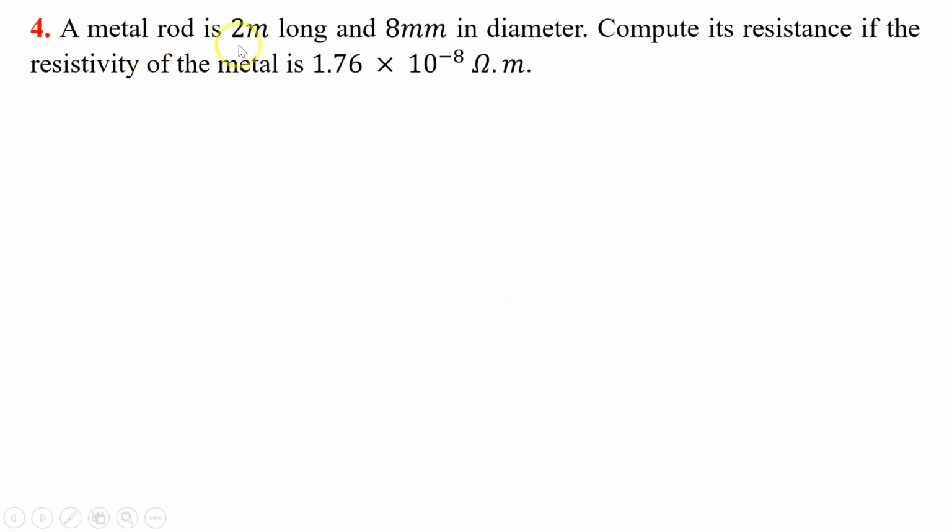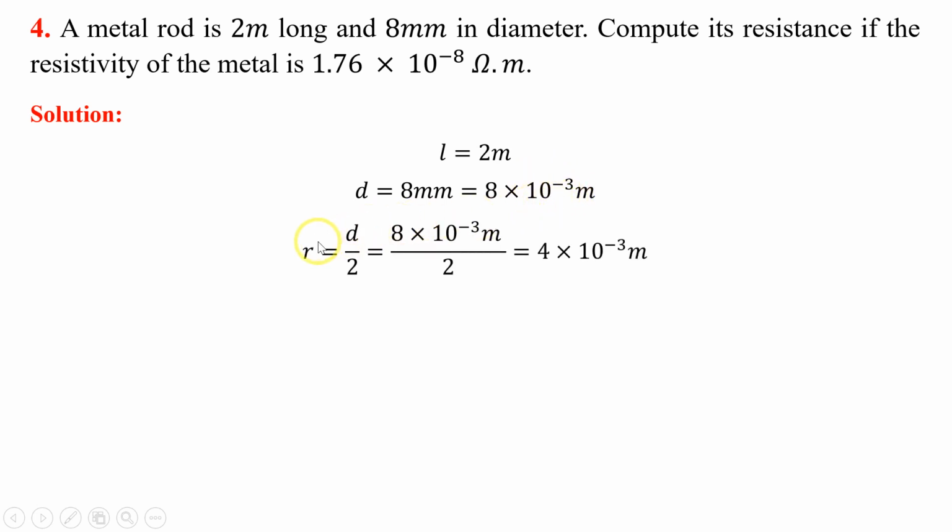Question number 4. A metal rod is 2 meter long and 8 millimeter in diameter. Compute its resistance if the resistivity of the metal is 1.6 into 10 raised to the power minus 8 ohm meter. So length of the wire is 2 meter and diameter is 8 millimeter. We need to convert millimeter into meter. We know that 1 millimeter is equal to 10 raised to the power minus 3 meter. Radius of the wire is d over 2.